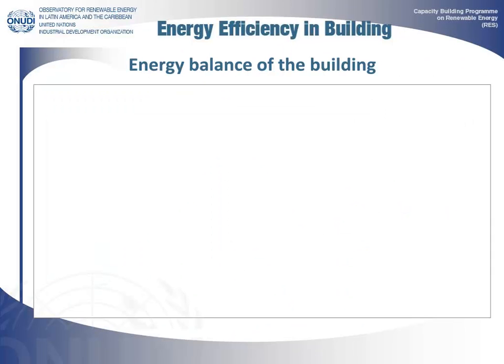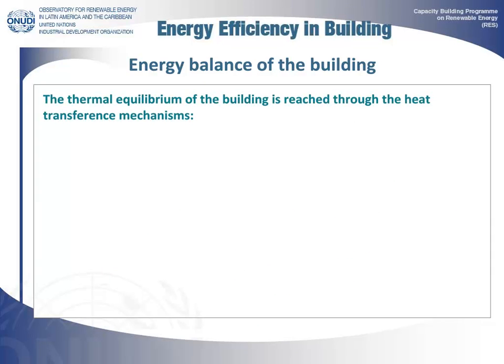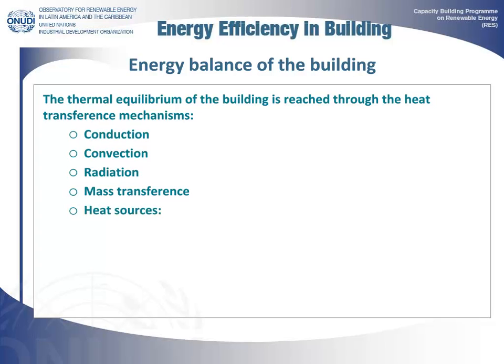From these parameters, summarized in the diagram, we can calculate the energy balance for the building, and also calculate the thermal equilibrium. This equilibrium would be reached through the main heat transference mechanisms, conduction, radiation, and convection, as well as mass transfer mechanisms.